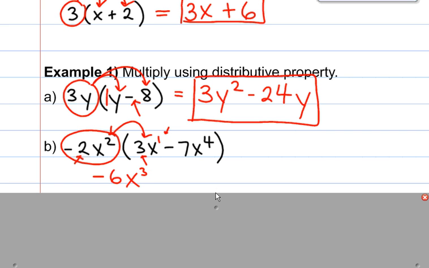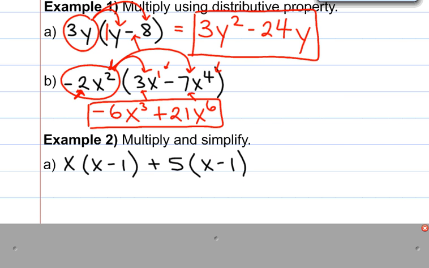Then the negative 2x squared gets distributed over to the negative 7x to the fourth. So we have negative 2 times negative 7, and that would make a positive 21. And then again, you have x squared times x to the fourth. When you multiply those together, you add their exponents to get x to the sixth power. So again, when I multiply, you multiply the numbers in front, and then you add the exponents. These are not like terms, so this is the final answer.